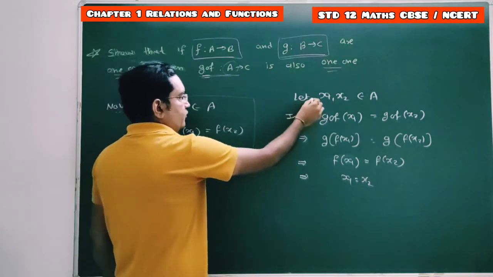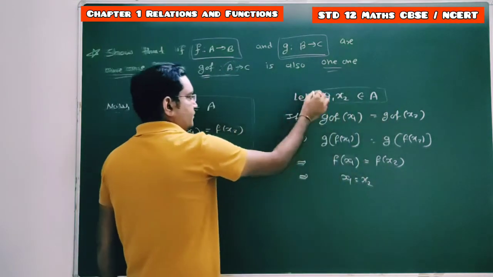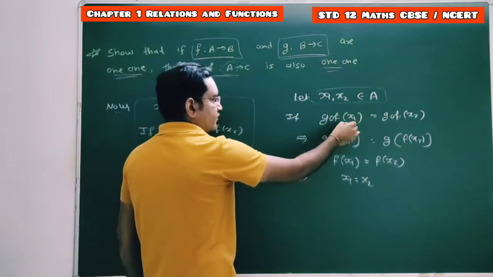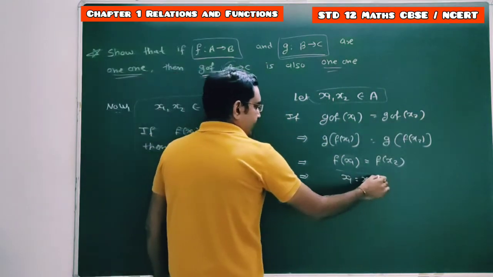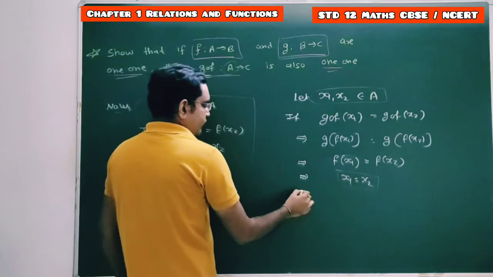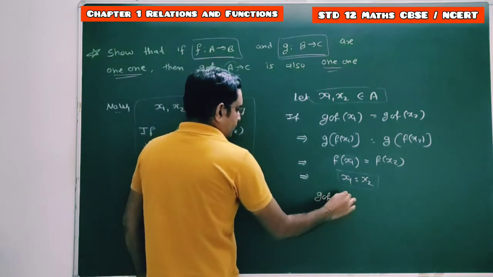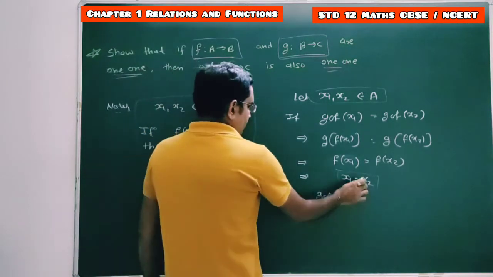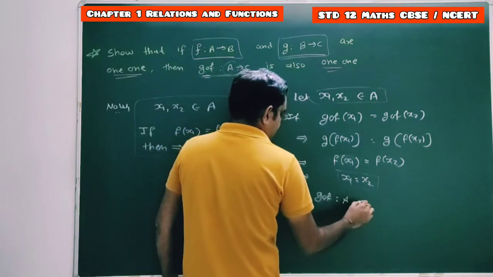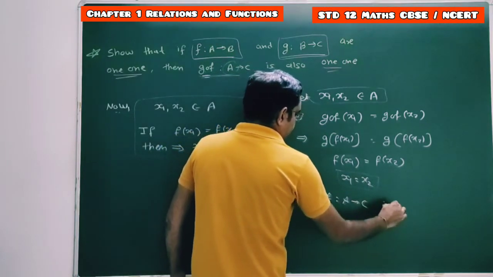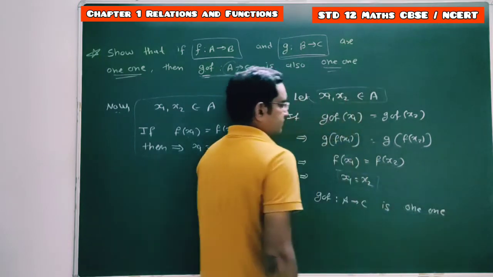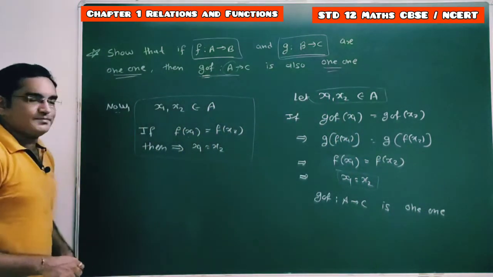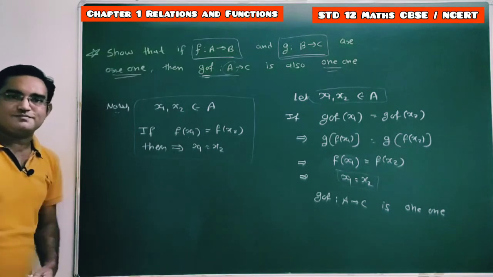Hence we can say for x1, x2 belonging to A, g of f of x1 equals g of f of x2, and it implies x1 equals x2, and therefore we can say gof from A to C is 1-1. Clear students? So pause this video and note it down.